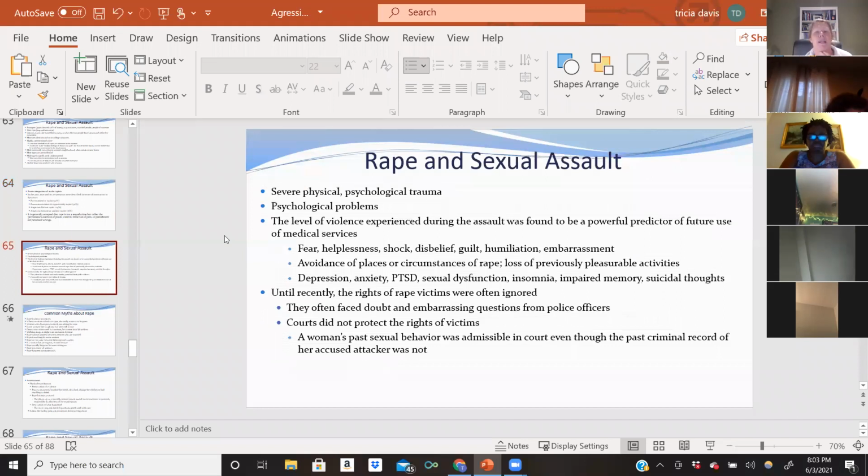So obviously, rape and sexual assault can cause severe physical and psychological trauma. The level of violence experienced during the assault is a very predictive indicator of the amount of medical services that people will require in the future. So that's primary care visits, visits to the ER, crisis episodes, mental health issues across the board. These patients have a lot of fear. They feel very helpless. They might be in shock. They have a lot of disbelief that it happened to them. How could it happen to them?